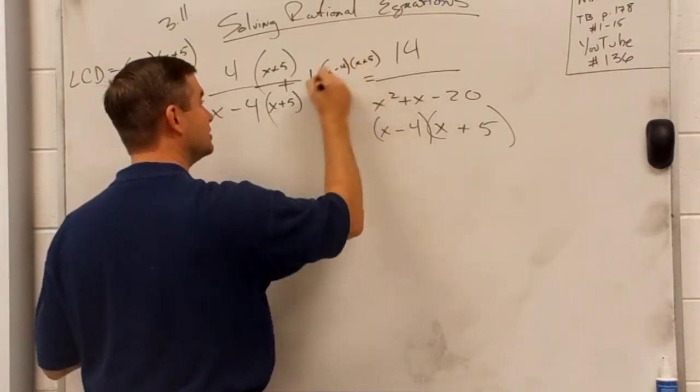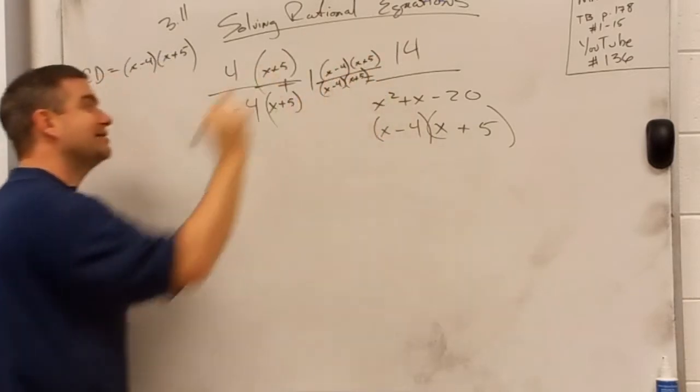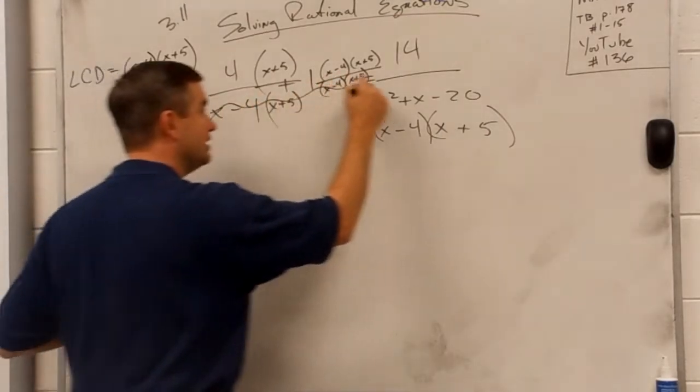I'll show you a trick in just a minute if you'll watch. X minus 4 and x plus 5. What do I have to multiply the last one by? Nothing. It's ready to go. It already has the LCD. It's already there. So all of these cancel out.